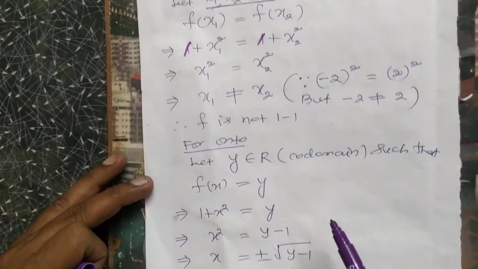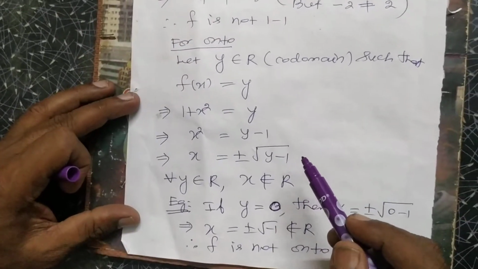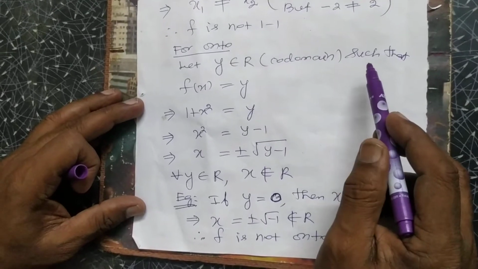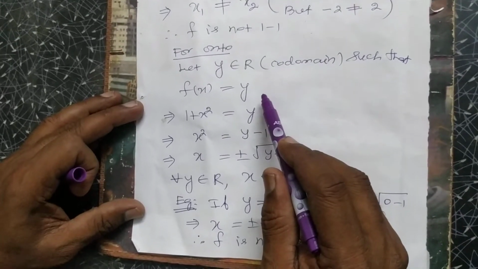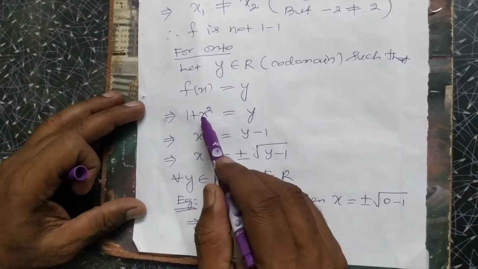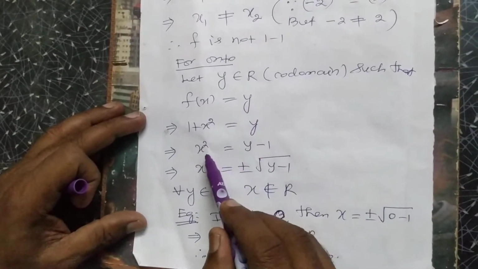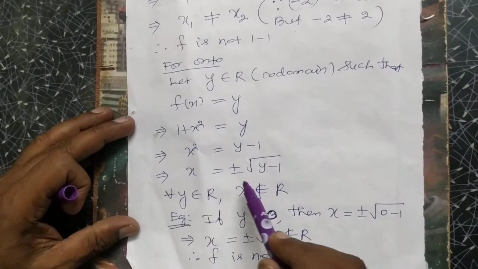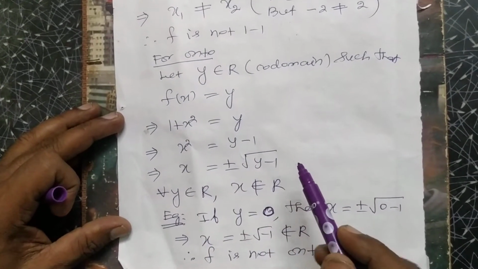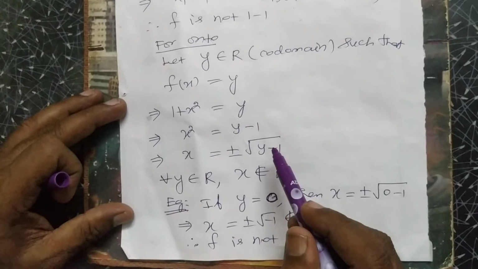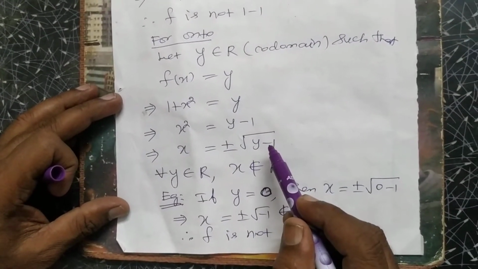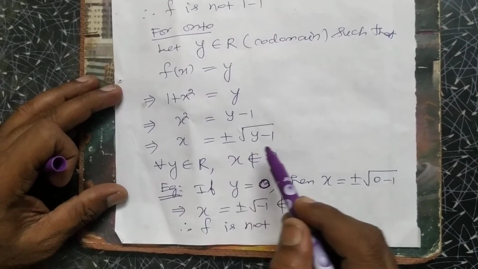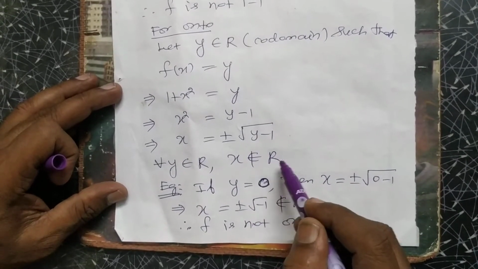Now, let us see whether it is onto or not. Let y be any element of codomain R such that f of x equal to y. Substituting the value of f of x, 1 plus x square equal to y, x square equal to y minus 1. Therefore, x equal to plus or minus root of y minus 1. Now, we have to check for every value of y belonging to R whether x belongs to R or not.